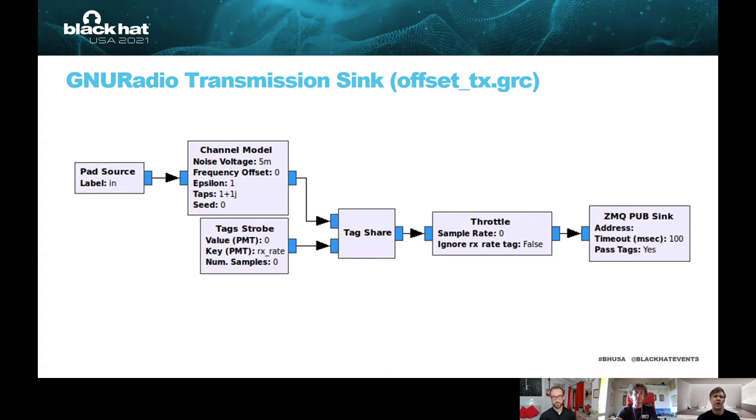What you're looking at here is the GNU Radio transmission sink. To the left side, you have the input, and that's where the challenge signals are fed into the server. Then the channel model is applied to simulate real-world conditions. Below that, where we have the tag strobe, that's where the server delivers to the contestant the sample rate of the signal, which of course will be very important when you come to decode the signal. So this is where the signal and its metadata are combined. And then you can see on the right side where the signal is put into the ZMQ.